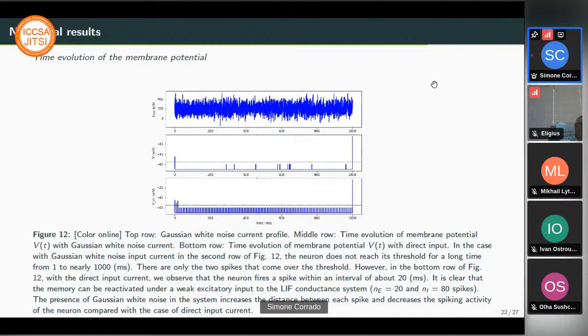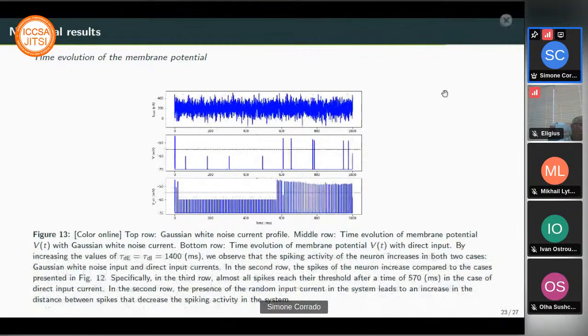The presence of noise in the system increases the distance between spikes and therefore decreases the spiking activity of the neuron, compared to the situation where we don't account for this random input. Now, the next slide is for a different value of the timing characteristics, highlighted here, which effectively increases the time delay in the system.